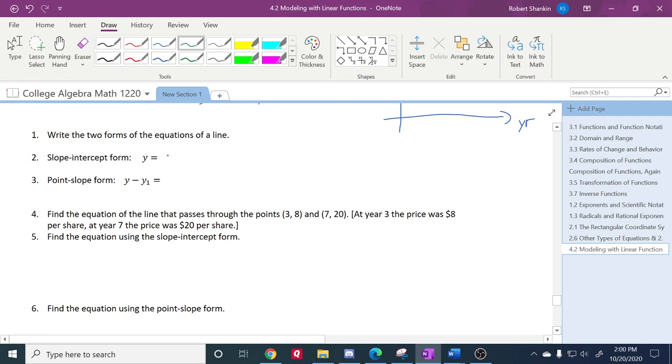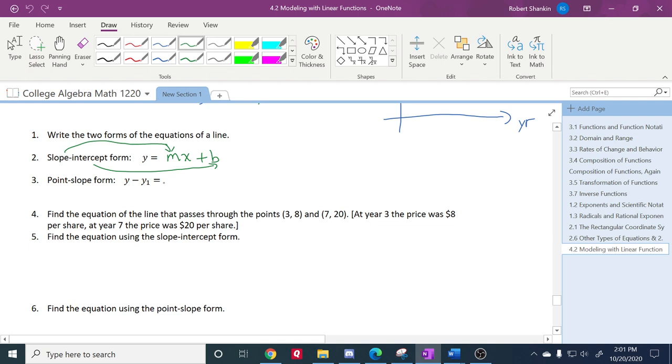Slope-intercept form is y equals mx plus b. Why is it called slope-intercept form? Because that's the slope and that's the y-intercept.